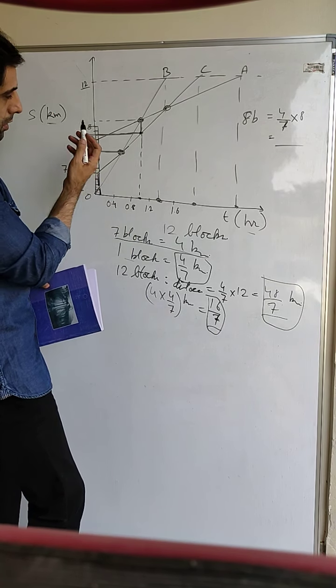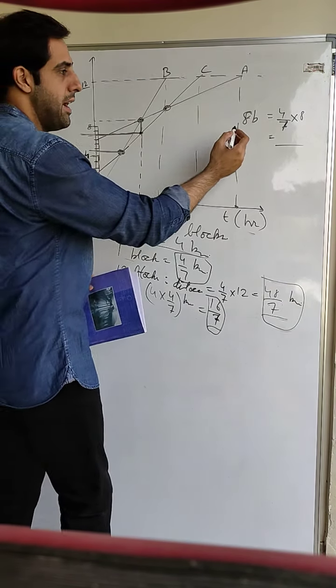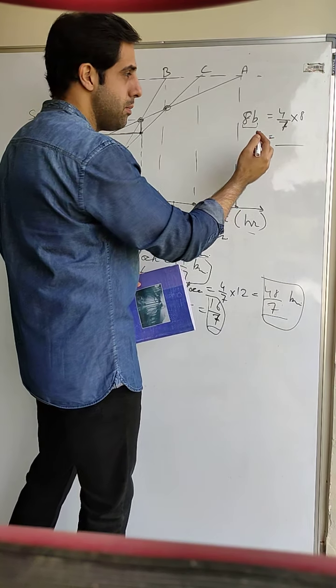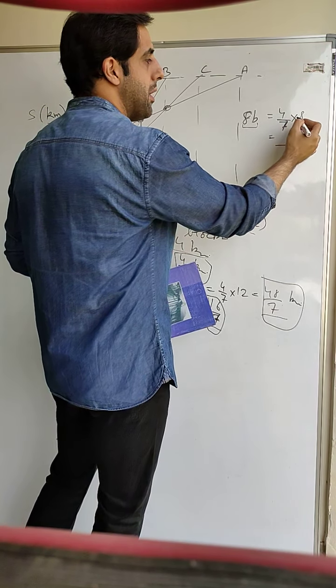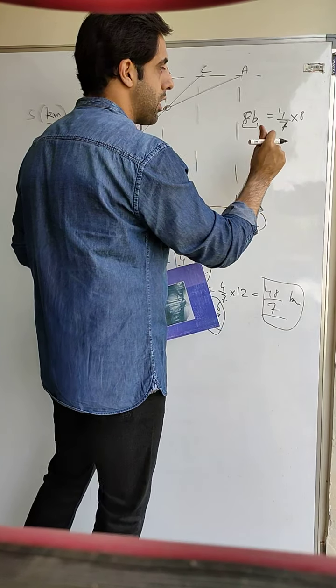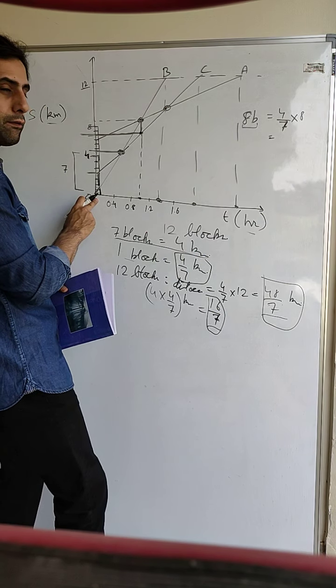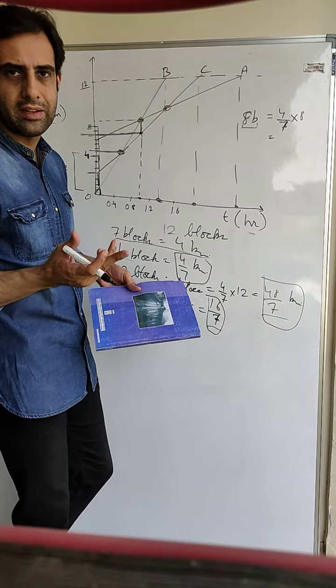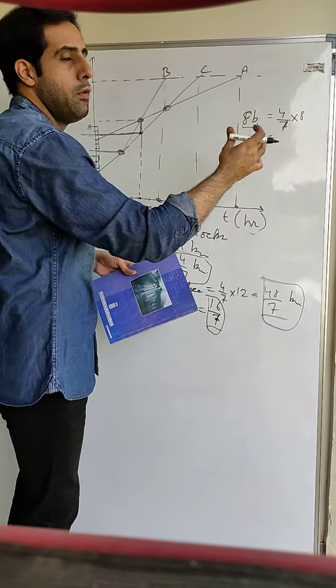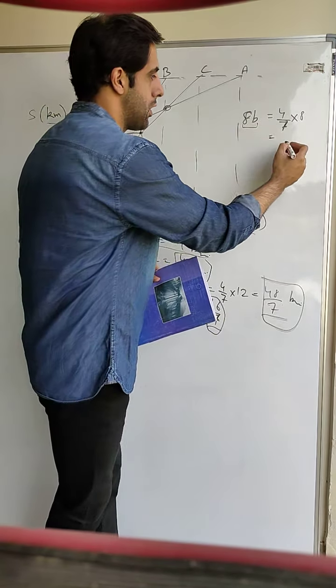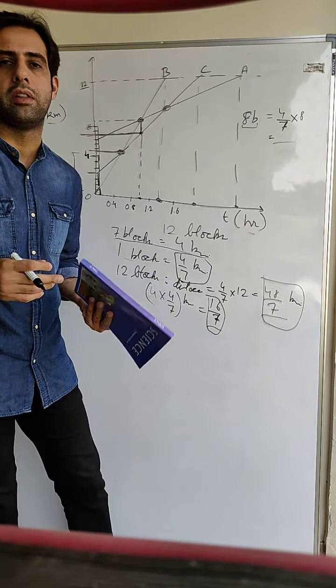Now what is this distance? Count the blocks, 7 and 8. There are 8 blocks. I have written 8B, 8 blocks which are equal to 4 by 7 into 8 kilometers. Now since the body B is starting from 0, that means we do not have to subtract anything. This value will be your final answer. So you can find out this value, and this way you can interpret the graphs.